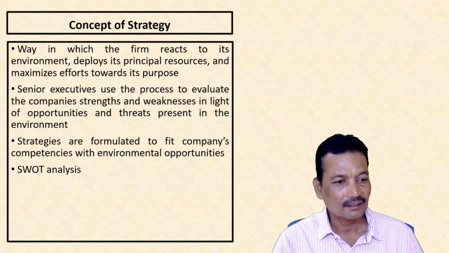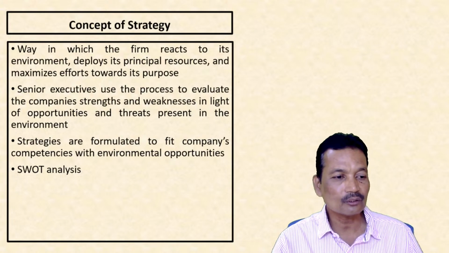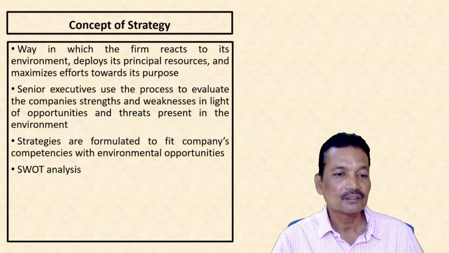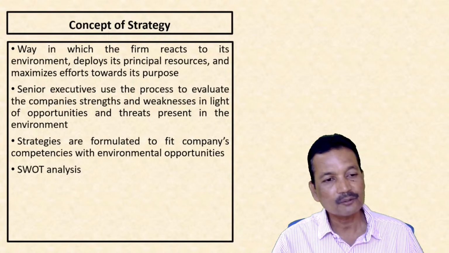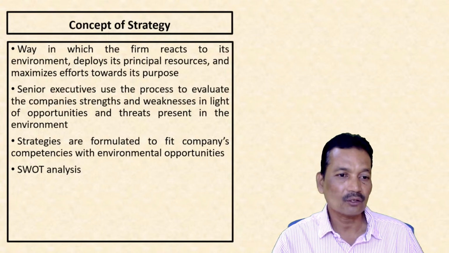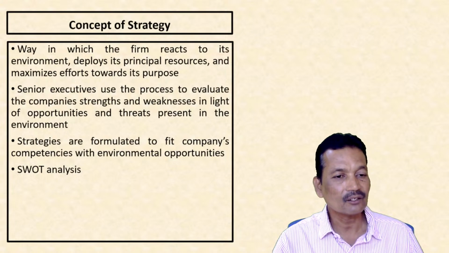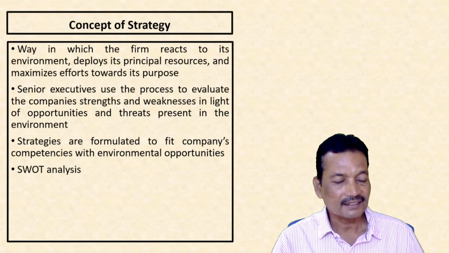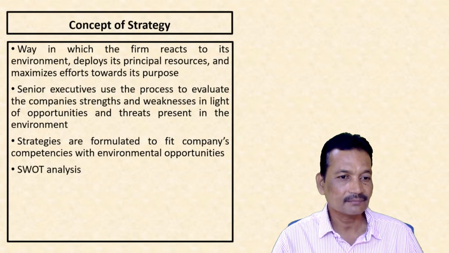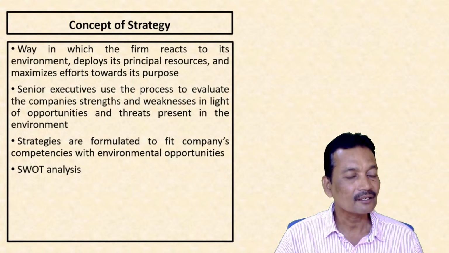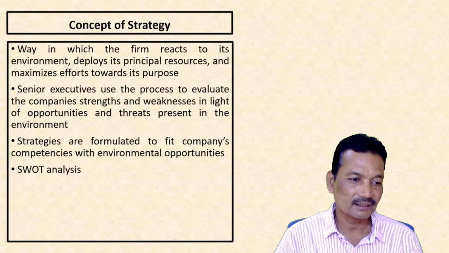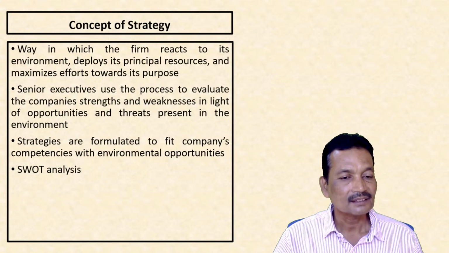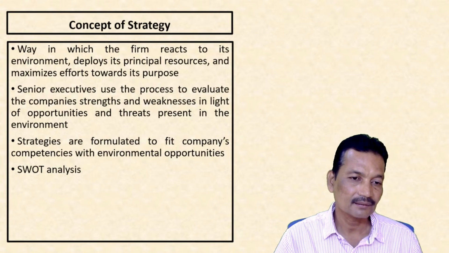For that, we use a particular tool called SWOT analysis. S for strength, W for weakness, O for opportunities, T for threats. S and W, that means strength and weakness, come from internal factors of the company. Opportunities and threats arise out of external factors present in the business environment.